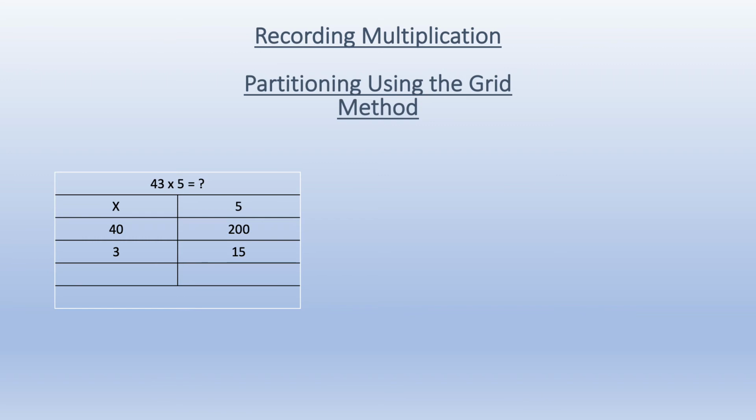Then we multiply each of the numbers by each other, so 40 times 5 equals 200 and 3 times 5 equals 15. The two answers then can be added together. 200 plus 15 equals 215. And therefore we can go back to the original question. 43 times 5 equals 215.